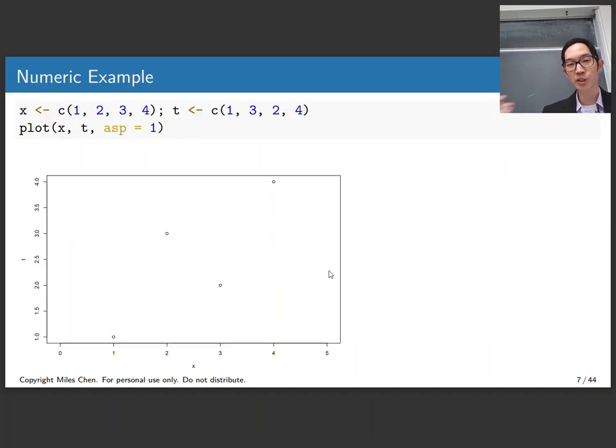Let's just try it out. Here's a very, very simple data set. X has the values 1, 2, 3, 4. T has the values 1, 3, 2, 4. If I plot these, I get the points (1,1), (2,3), (3,2), (4,4). We want to find out what slope and intercept minimize the sum of squared residuals.